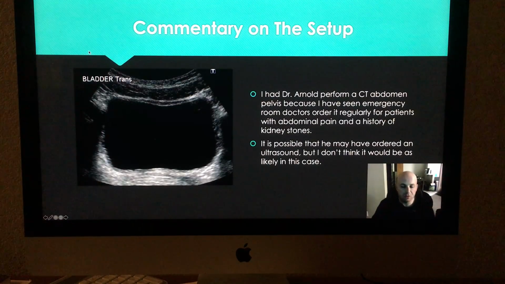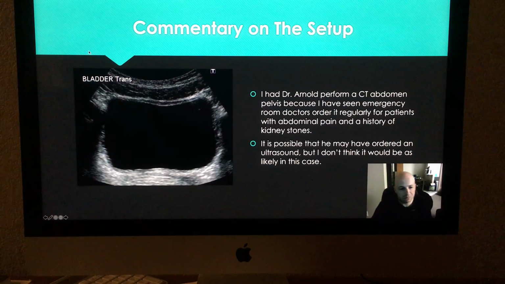Okay. So as far as my commentary upon the setup, I had Dr. Arnold perform a CT abdomen pelvis because I've seen emergency room doctors order it pretty regularly, especially if they have abdominal pain and a history of kidney stones. It's pretty standard. It is possible that he may have ordered an ultrasound, but I don't think it would be quite as likely in this case.